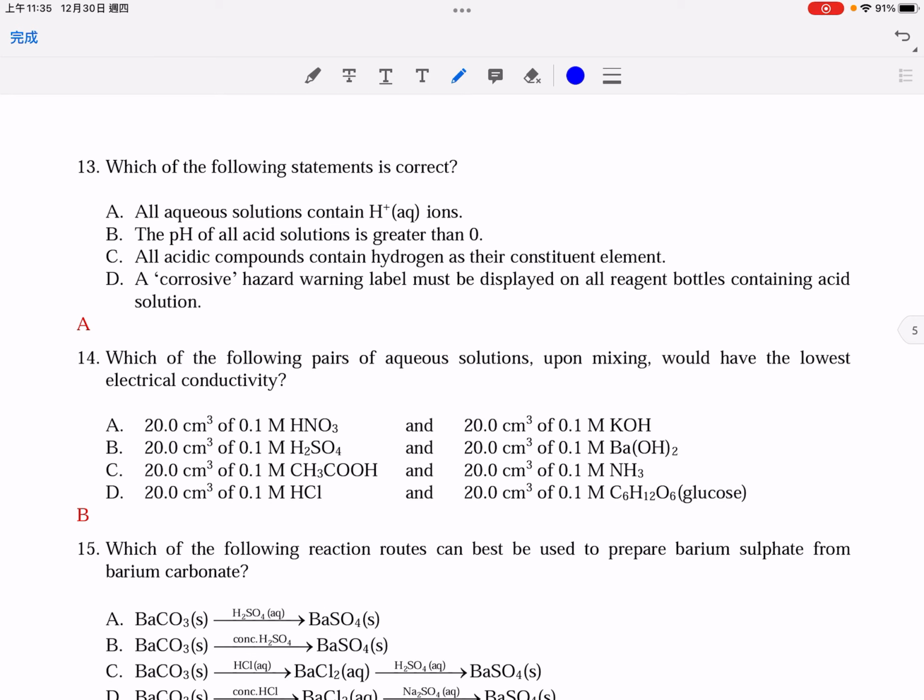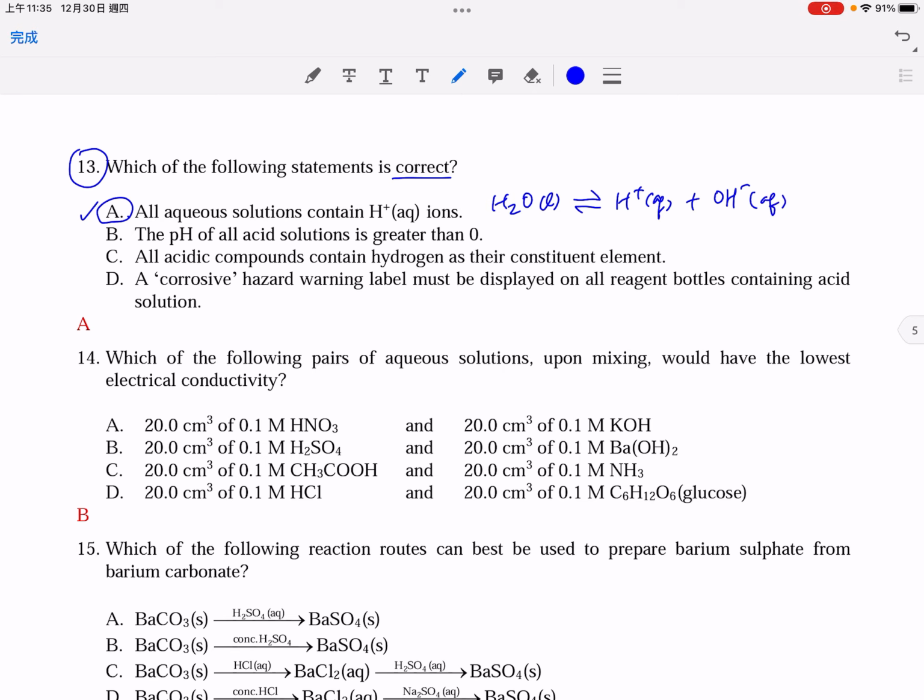Question number 13. This question is very tricky. Actually, the correct answer is A, as only A is the correct statement. Actually, all solutions contain H plus ion. Please make sure you know that even for pure water, it will ionize by itself based on this.